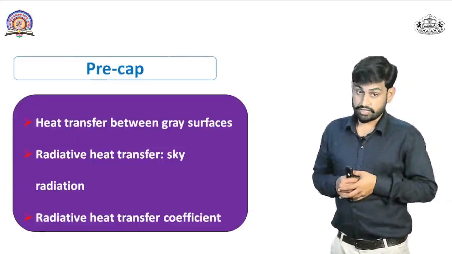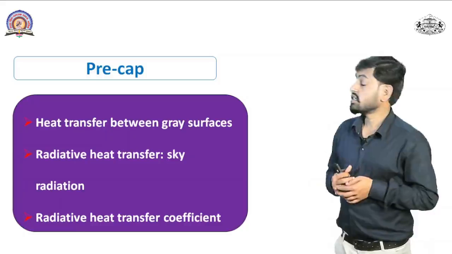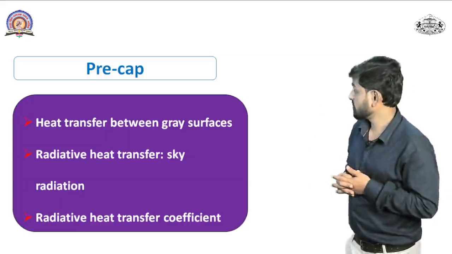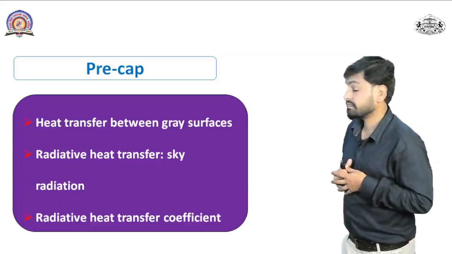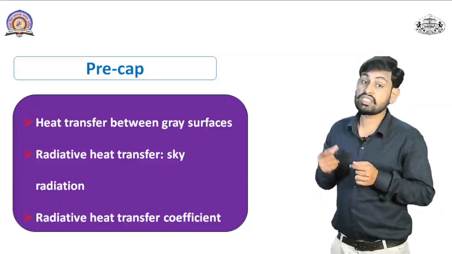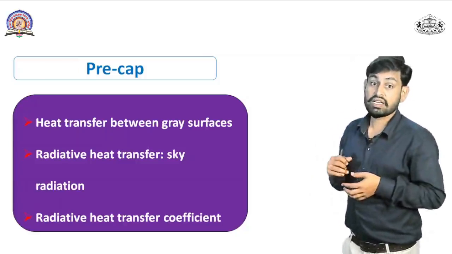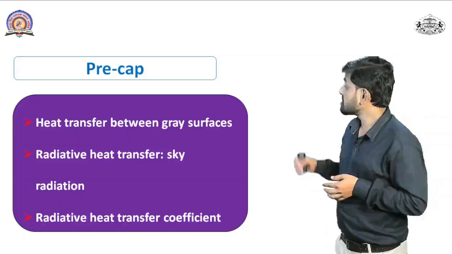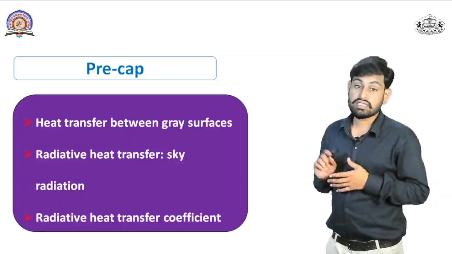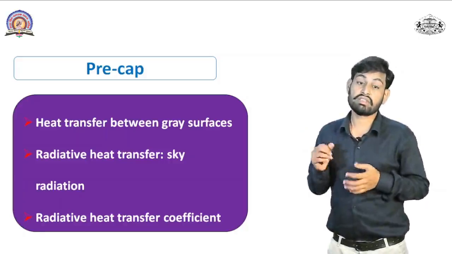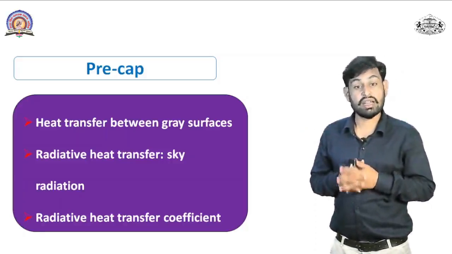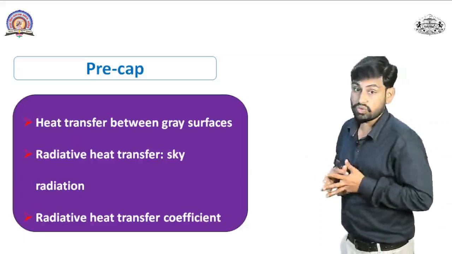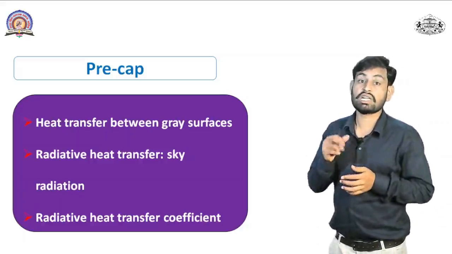In the previous lecture we taught heat transfer between gray surfaces, and also discussed another point, radiative heat transfer by sky radiation, and also another point, the radiative heat transfer coefficient.